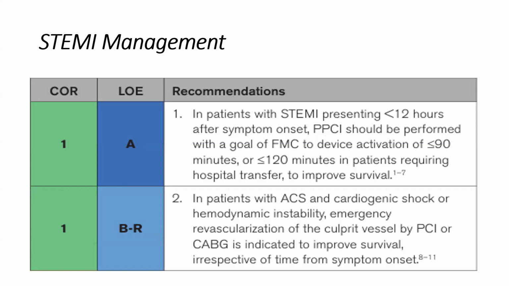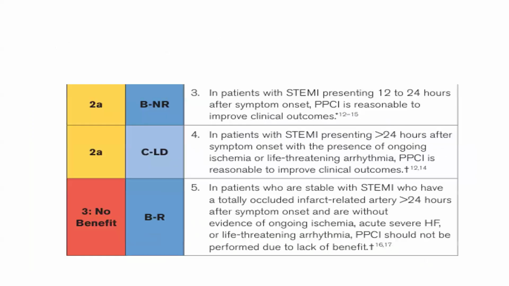If the patient is diagnosed with ACS along with cardiogenic shock and hemodynamic instability, then it is always advisable to treat the culprit vessel first, either by PCI or CABG. Now, if the patient presents to us within 12 to 24 hours, then PCI is also indicated. PCI is beneficial if the patient presents to us within 24 hours.